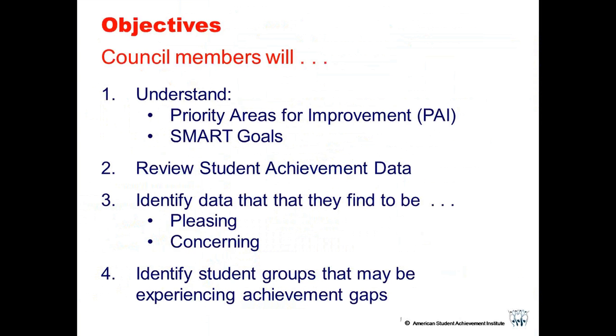So first of all, the objectives for this month are that each of your council members will understand what a priority area for improvement is, or PAI, and then also what a SMART goal is. Then each of your council members will review student achievement data. They'll identify data that they find to be pleasing or concerning, and they'll also identify student groups that may be experiencing achievement gaps.